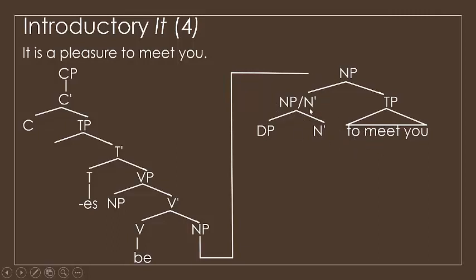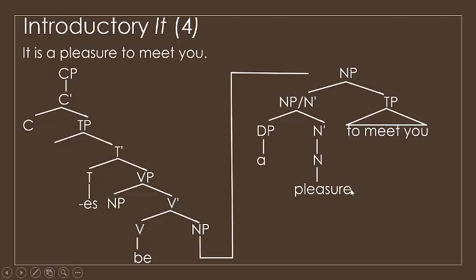And then the N bar here branches into DP and N bar. The DP here is a, and then the N bar here goes to N, the head, and the head here is a pleasure. So we can say that this is the D structure of the sentence. It's a pleasure to meet you. This is the configuration of the elements which the head requires. The head here is C, ES or T, B as a verb here. B here requires an NP as a complement, and then the NP here has a pleasure as the head and to meet you as a specifier.